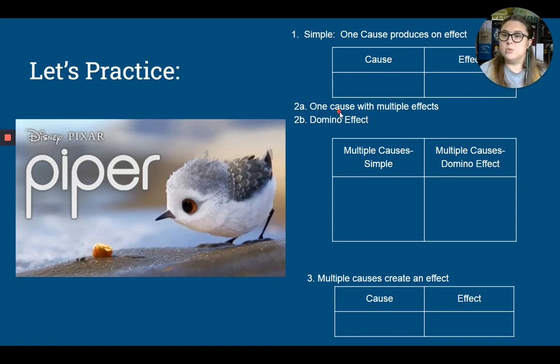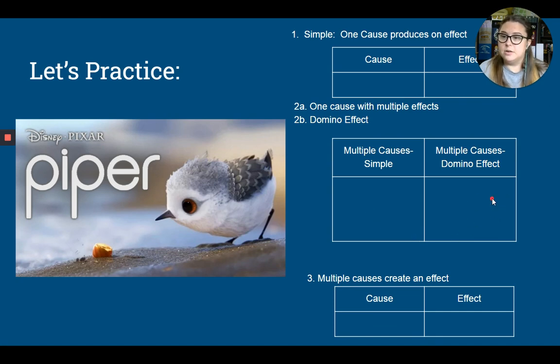Our second was one cause that leads to multiple separate effects. So we're saying, okay, I obtained my GED. So what are the things I do? I can go to college, I can get a new job, I can be proud of myself. Those were my one cause with multiple effects.